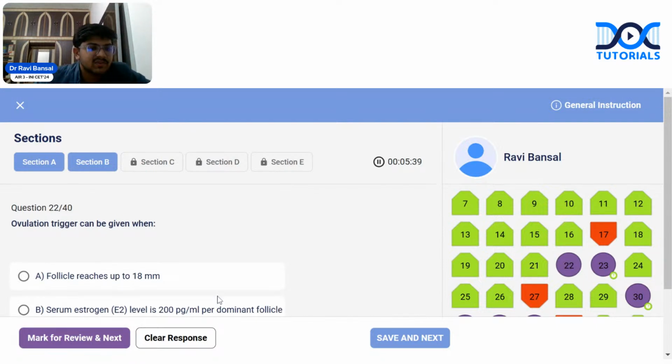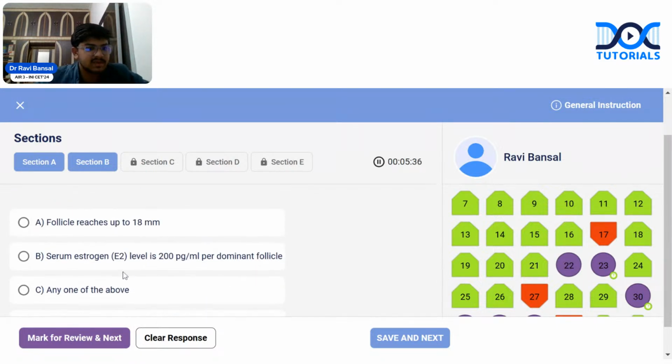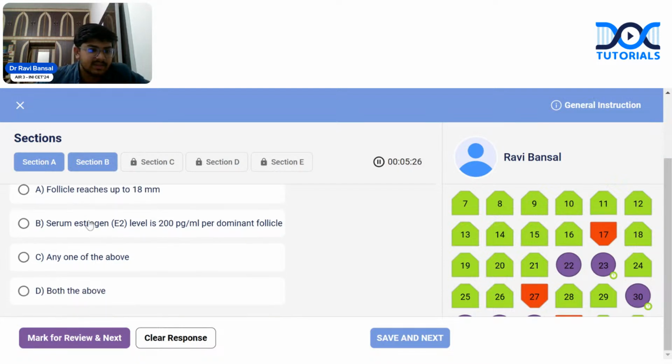Ovulation trigger can be given when the follicle reaches 18 mm. So option B was correct. It is given when serum estrogen is 200 per ml. Follicle, I am not sure whether it was 12 mm or 18 mm. And they have given two other options, any one of the above or both of the above. I'm not sure about this option. So it can be both of the above, or any one of the above if this is correct. I will skip this question. I do not remember actually.